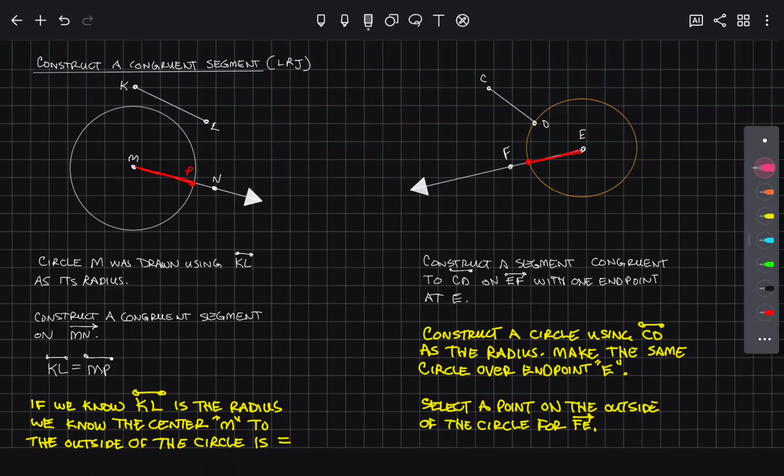So the main idea to walk away with from this is that if we're able to define a radius, or we're given a segment that says a circle can be constructed with this line segment as its radius, then we can use the same exact circle to go place it somewhere else with a different center. And the distance from that center to the outside of the circle would be a congruent line segment. So this is kind of just knowledge for you to store about congruent line segments. I can do that using the radius of a circle.